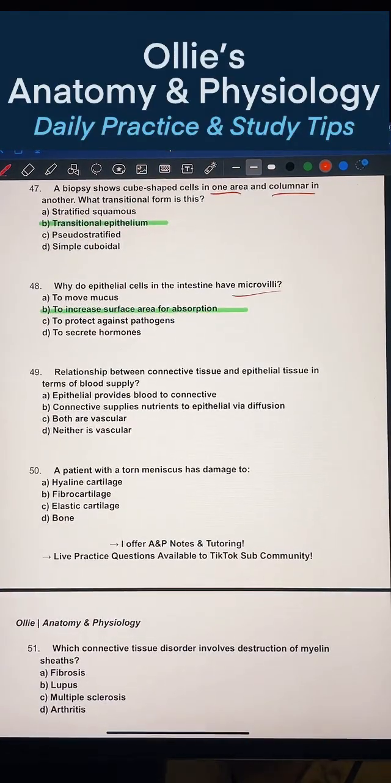Number 49, the relationship between connective tissue and epithelial tissue in terms of blood supply. What is that going to be? We kind of talked about the reason why this is so important. Hopefully we can connect this together. A, B, C, or D? Yep, we want that. Nutrients.